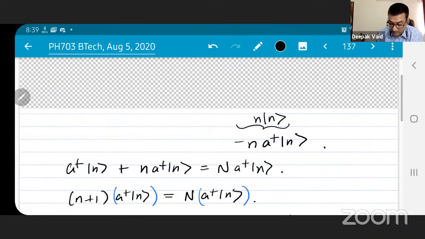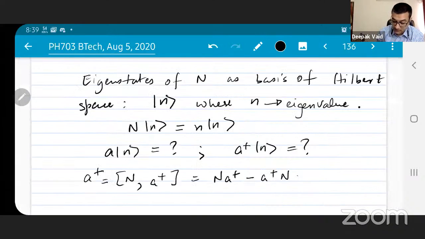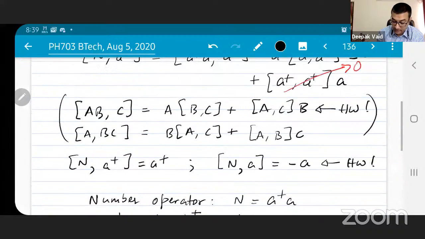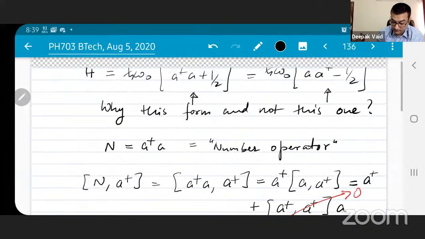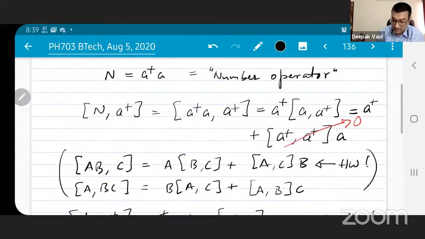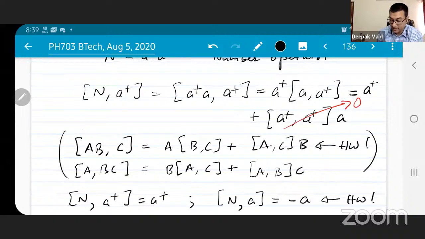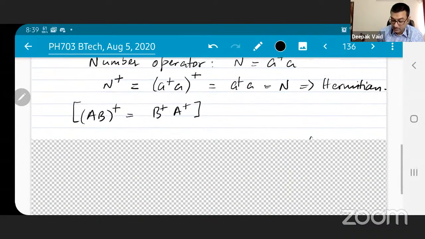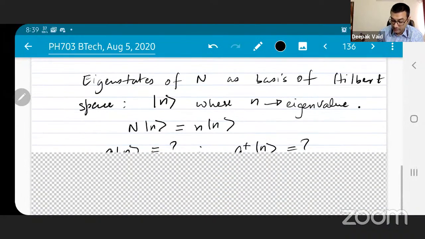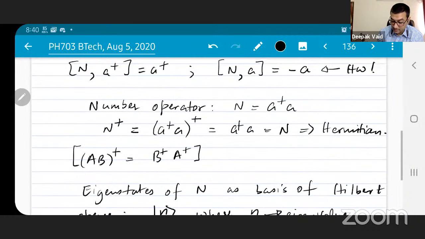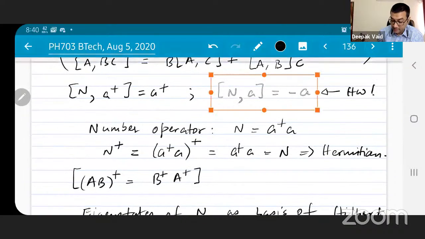So let me just go over this again. We start with the commutation relation between a and a dagger. Then we write down the number operator. We calculate the commutator between the number operator and a dagger, that is a dagger. And similarly, the commutator between the number operator and a, that is minus a.